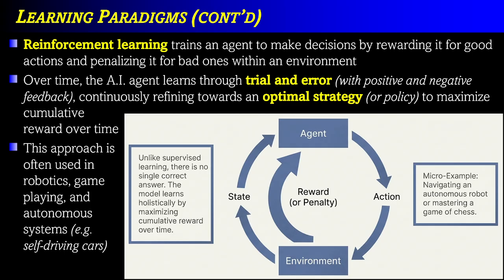Over time, that AI agent is going to learn through trial and error, with positive and negative feedback, to continuously refine its performance towards the optimal strategy to maximize the reward over time. But this is cumulative, right? This isn't just once and done. This is an iterative process. It's going to continually shape itself to keep getting better and better.